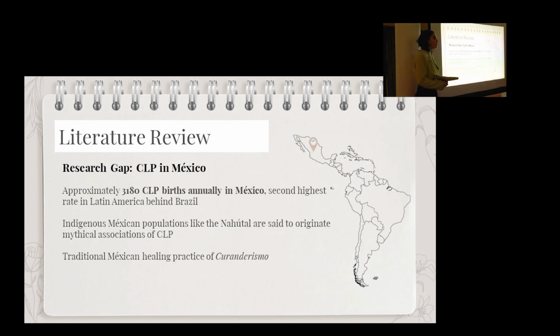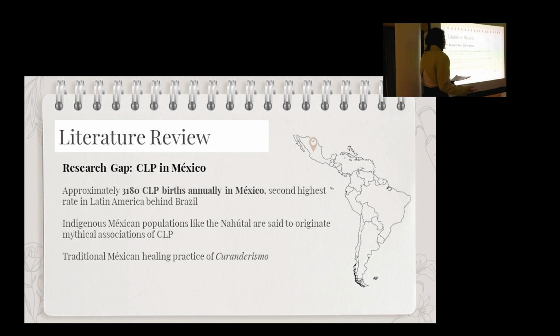So what I found in the literature is that there is a significant gap of studies on CLP beliefs in the region of Latin America, and specifically in Mexico. So Mexico has the second highest birth rate of clefts in Latin America, right behind Brazil. And there is significant studies on indigenous Mexican beliefs, such as the Nahuatl people, who are said to originate mythical associations of CLP with lunar eclipses and conejo, which is a hare or a rabbit, which I'll get more into.